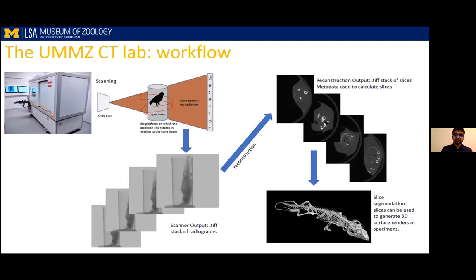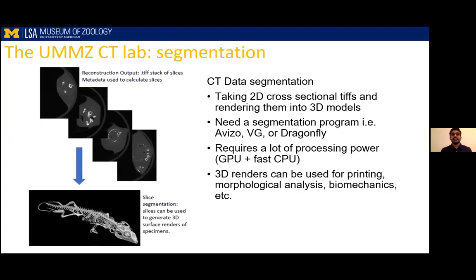From there, we can take those data and actually create our 3D model. So I've been showing a few images of different 3D renders of our specimens. This step called segmentation is actually how we go about getting that. So essentially, we will take our 2D cross-sectional images, load them into a segmentation program.